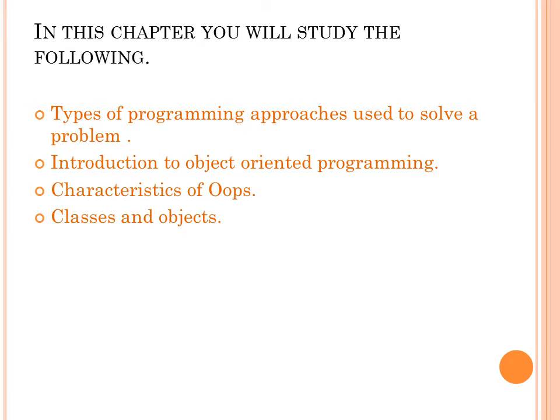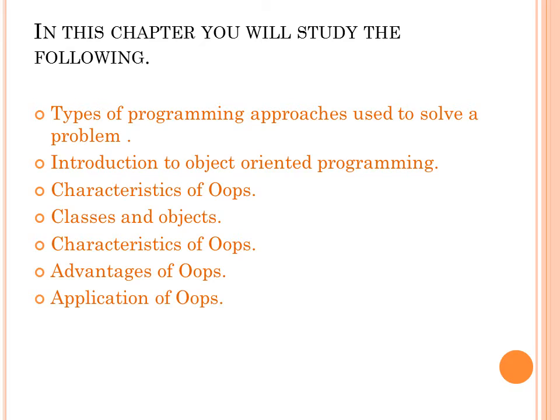There we'll be discussing some examples which are relevant in the real world and how they have been implemented in the form of programs. So that is the main concept of object oriented programming, and hence that is very important from the point of understanding. Next, characteristics of object oriented programming, which we have already discussed. Advantages of OOPs and applications of OOPs. So these are a few of the concepts that we'll be learning in this chapter.